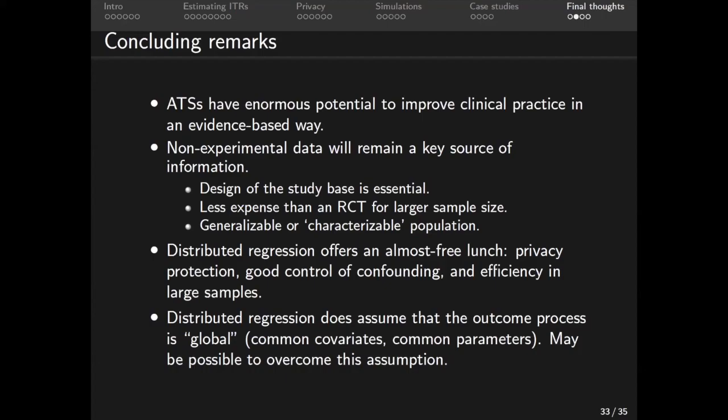So this distributed regression, I think, offers what I call the almost free lunch. It does give us this privacy protection. It gives us good control of confounding that can be local to different centers, and it's efficient in large samples. We're not losing a lot of information by estimating these extra parameters in the local propensity scores. It does, as it's been implemented, though, assume that the outcome process is global. I'm fitting the same outcome model across all centers, even if I'm fitting local propensity scores. It might be possible to overcome this, but I haven't figured it out yet, although I probably haven't spent enough time on it yet either.